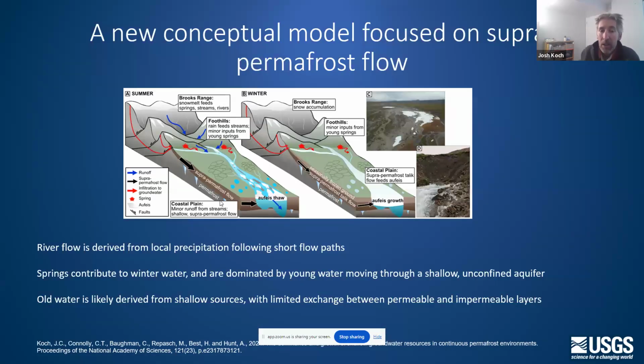So these were the pieces of data that we brought together to create this new conceptual model, really focused on these shallow suprapermafrost aquifers and potentially talik development. So again, just to summarize, we see that our river flow is derived from local precipitation following short flow paths. It looks like modern water.